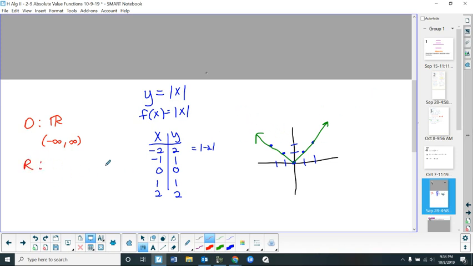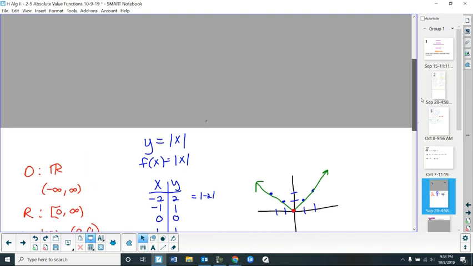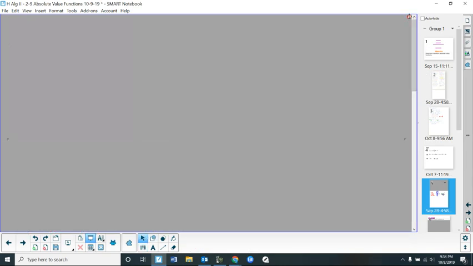But your range, in this case, y is everything greater than or equal to 0. The smallest number is 0, and it goes up to infinity. And the vertex of this graph is this corner point right there. The vertex of this graph is 0, 0. So hopefully you remember all of that from the parent function when we studied this earlier this year.